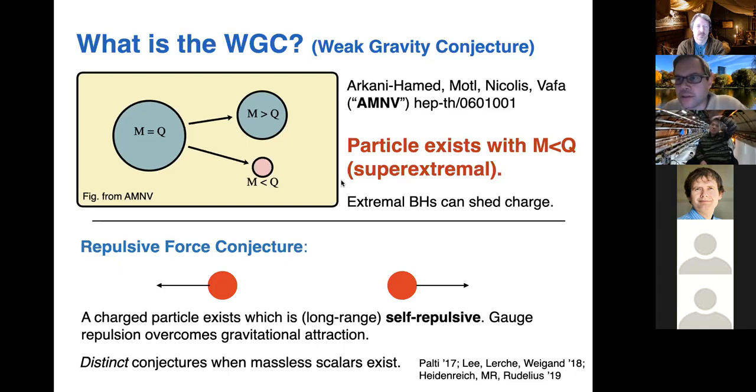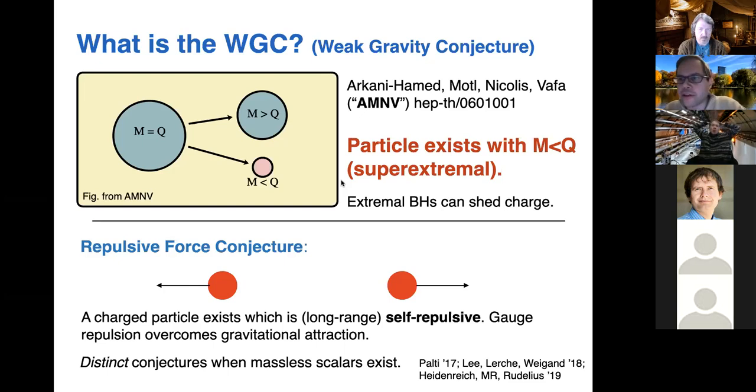I can't actually give you a strong argument for the conjecture because they don't really give one. They kind of give various plausible reasons to suspect something like this might be true, but none of them are super convincing arguments. But what they say is that maybe there should always be a particle whose mass is less than its charge in Planck units. And what I mean exactly by that is that there should be a particle whose mass to charge ratio is not something that's allowed for a black hole, for a Reissner-Nordström black hole, or generalizations of Reissner-Nordström black holes in theories that have massless scalars.